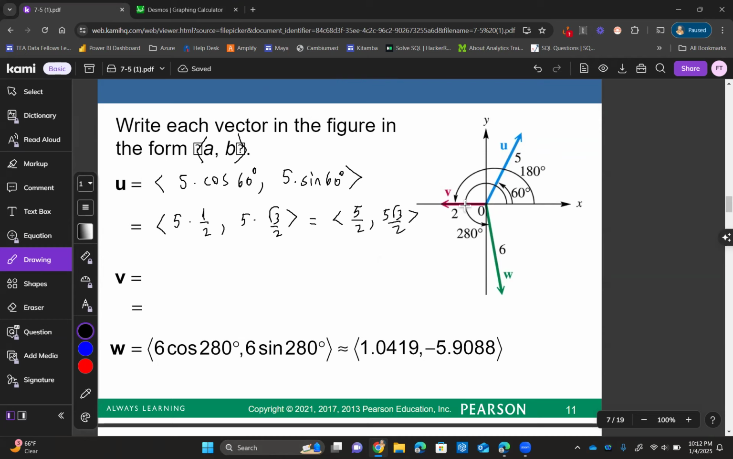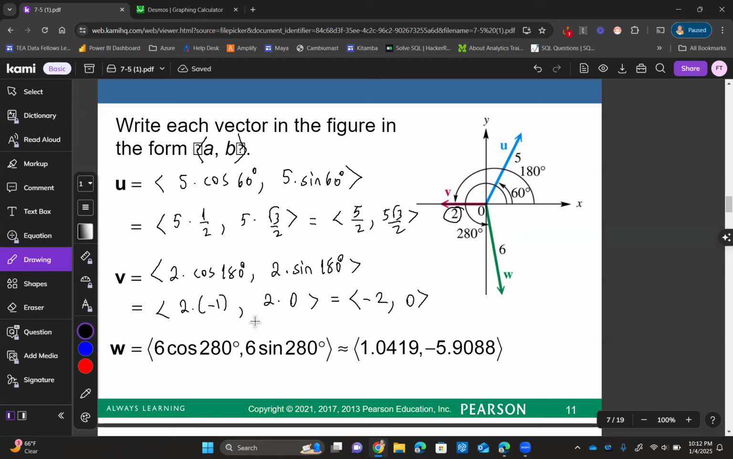Now, when we look at vector v, its magnitude is 2, and the angle it makes is 180 degrees. So its horizontal component will be calculated as 2 times cosine of 180 degrees, and its vertical component will be calculated as 2 times sine of 180 degrees. So here, cosine of 180 is equal to -1, so it's 2 times -1. And sine of 180 degrees is equal to 0. If you organize this, its horizontal component is -2, and its vertical component is 0. And this is how we can express vector v in this format.